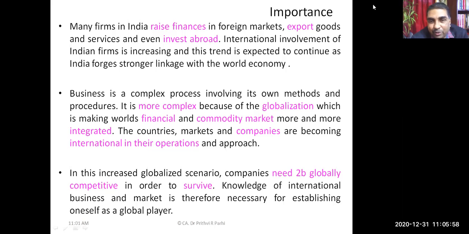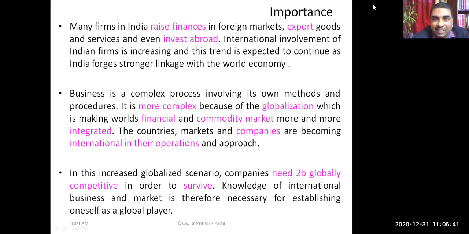Right? Business is already a complex process, and when business gets globalized and the economies of different countries get connected, it becomes more complex. Why does it become more complex? Because when markets get integrated, risk increases, and return also equally increases. And in this situation, it is important for every business house to be globally competitive. Otherwise, they cannot survive.